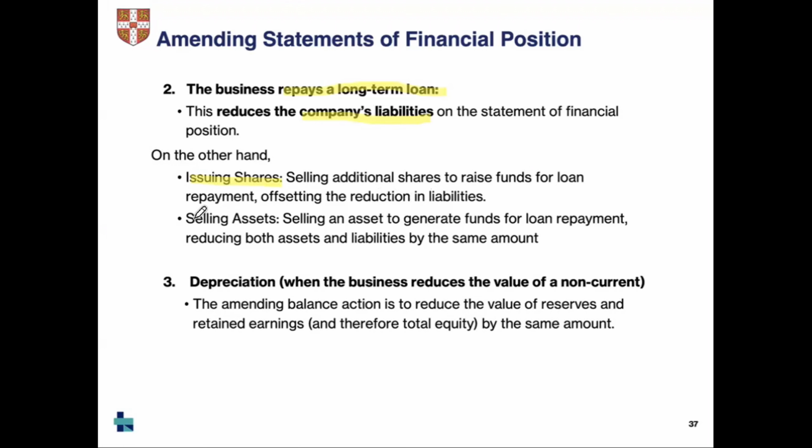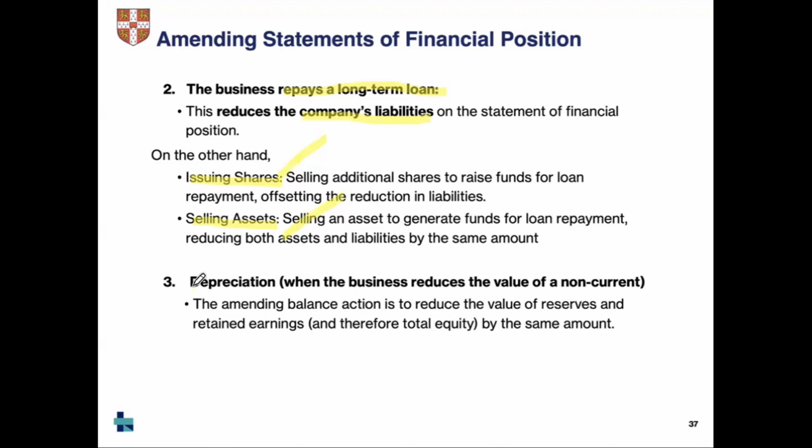Or we can sell an asset. Maybe we have a certain vehicle that we don't want. We have land that we don't need anymore that we want to sell to repay our long-term loan. So that means that the value of our asset is going to reduce. The value of that non-current asset that we are selling, whether land or vehicle or machinery, is also going to reduce. Is that okay? So here, an increase in shares, an increase in equity, and here a reduction in assets.